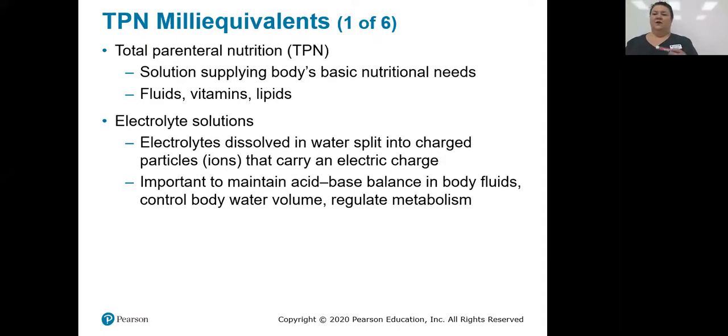Hello and welcome to the final installment of the Chapter 21 lecture videos. This video is going to cover TPN milliequivalents, and this begins at the bottom right-hand side of page 333.